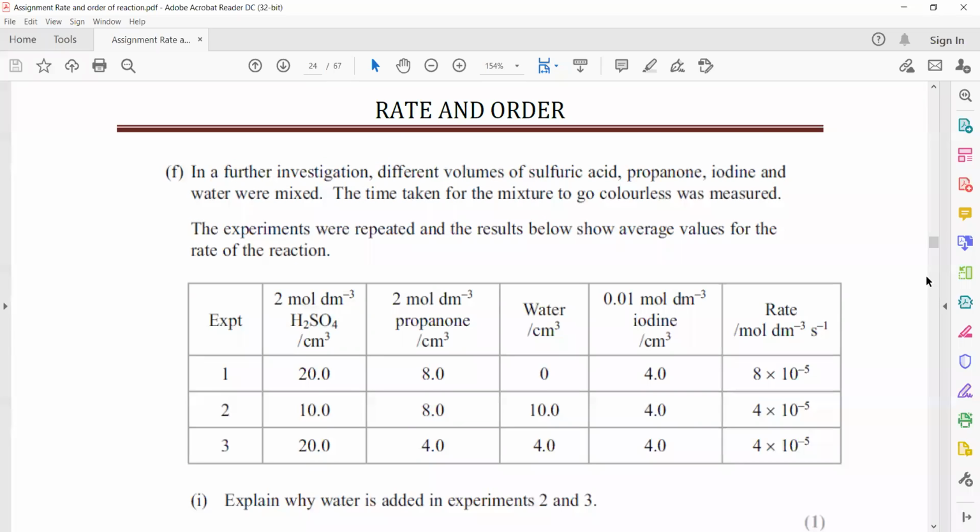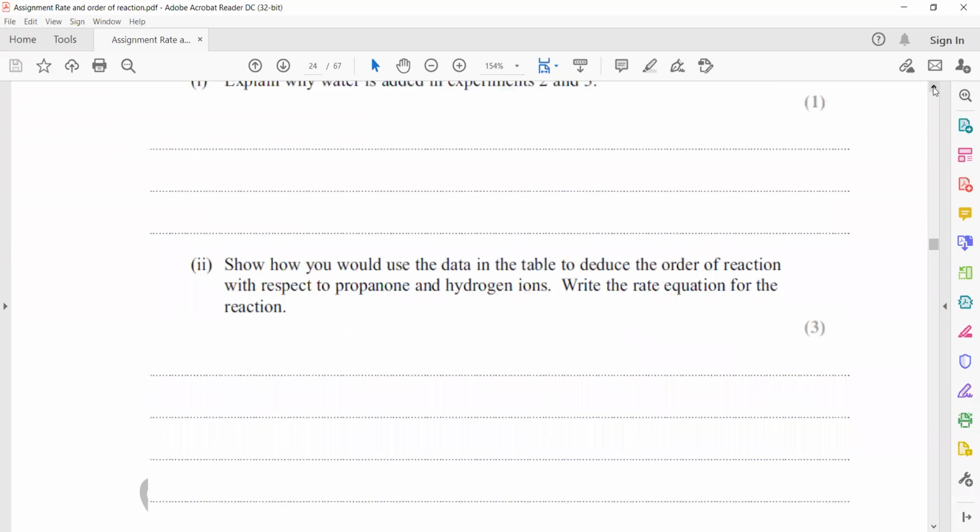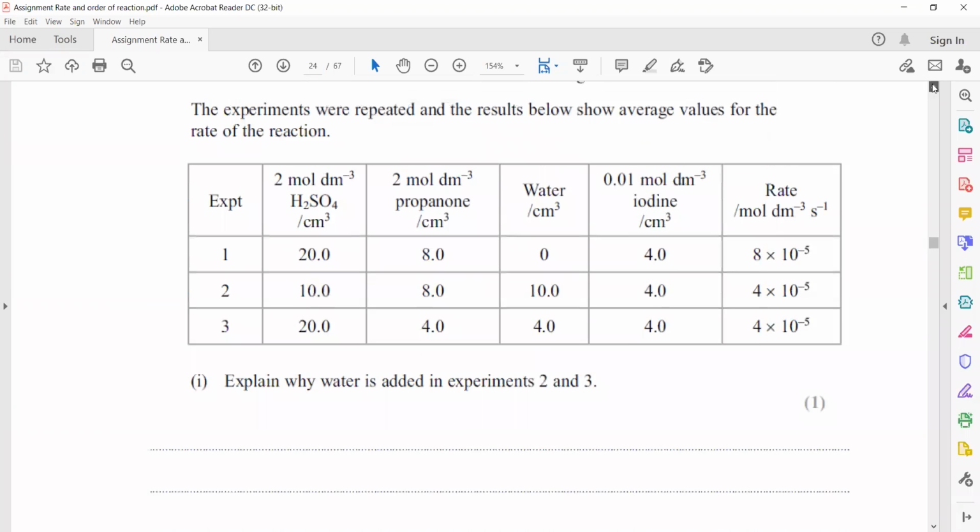In part F, in a further investigation, different volumes of sulfuric acid, propanol, and iodine were mixed together, and the time taken for the mixture to go colorless was measured. The experiment was repeated. Results are shown, as you can see. Basically, we are keeping the concentration the same and changing the volume. So when we change the volume, the concentration in the solution also changes.